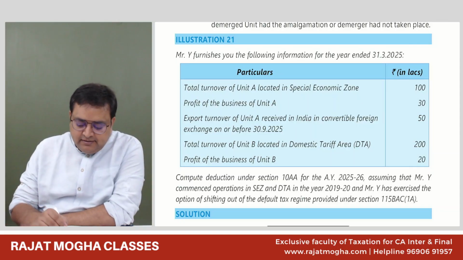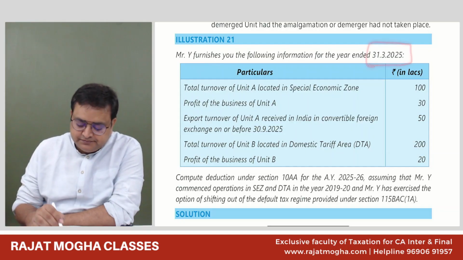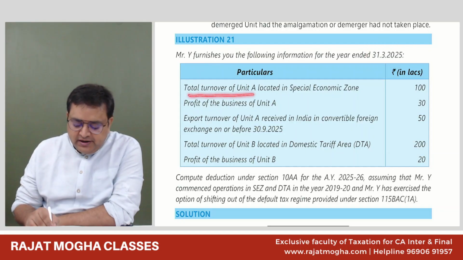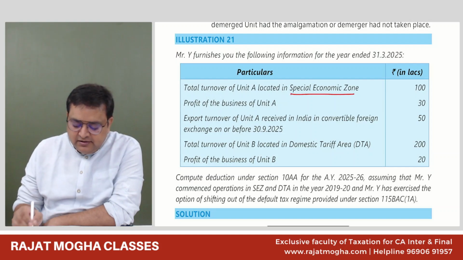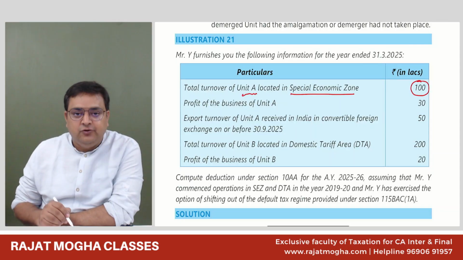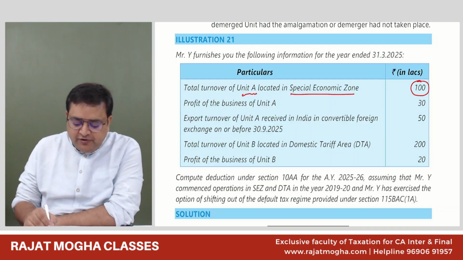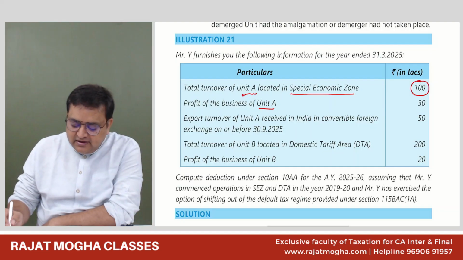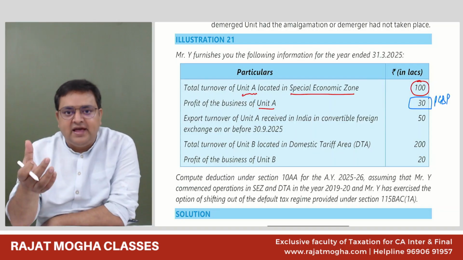So this says, Mr. Y furnishes you the following information for the year ended 31st March 25. Total turnover of unit A located in SEZ. So there is a SEZ unit, which is unit A, and 100 lakh is the turnover. It's not profit, it's just a turnover. Profit of business of unit A is 30 lakh rupees. Guys, this 30 lakh is our PGBP income. First, make it your PGBP income.